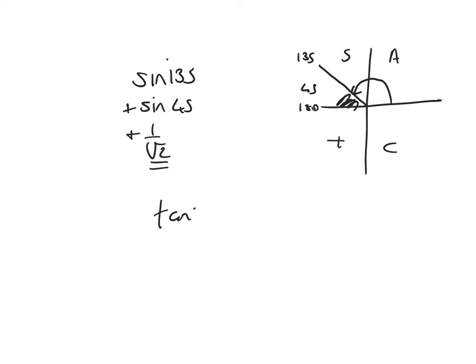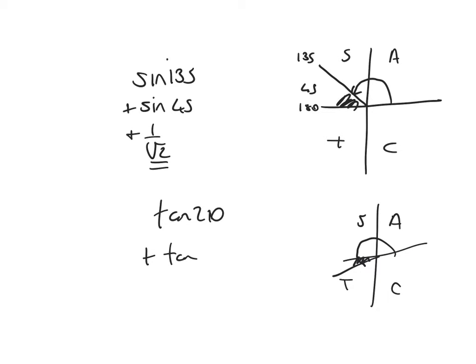Next one, let's go for tan 210. Okay, so 210 is in the tan quadrant, so that's a positive result. Tan is positive in there. The acute angle between 180 and 210 is 30 degrees, so that's tan 30, which is 1 over root 3.